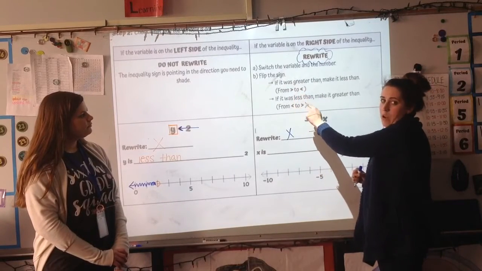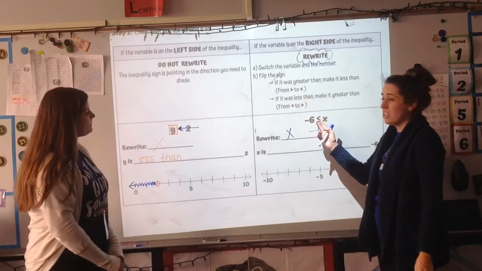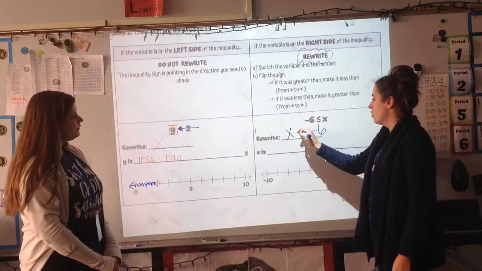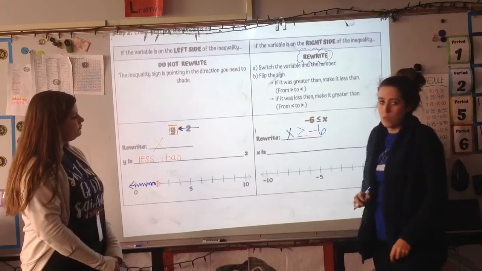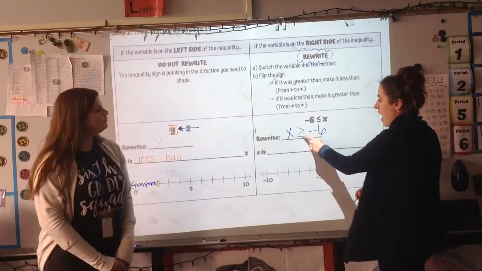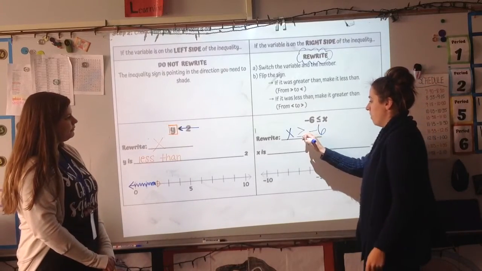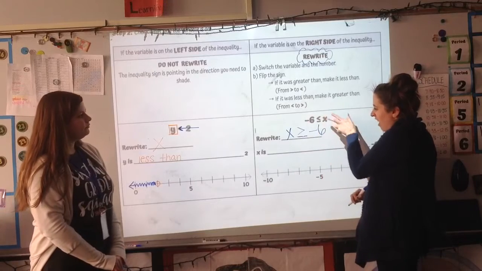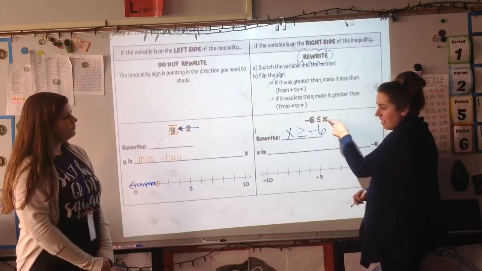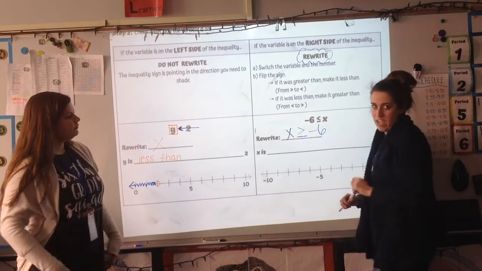If it was less than, it would become greater than. This one was less than or equal to, so we're going to flip it around, and it should be greater than or equal to. You have to keep that equal to spot there. And if I look at it, I have the big gap next to the x here, I have the big gap next to the x there.